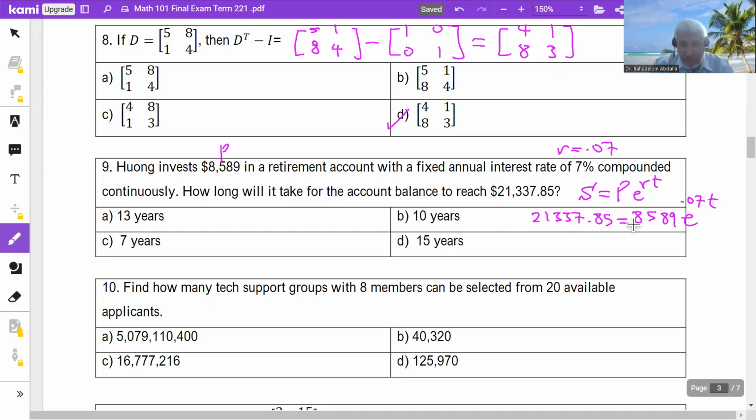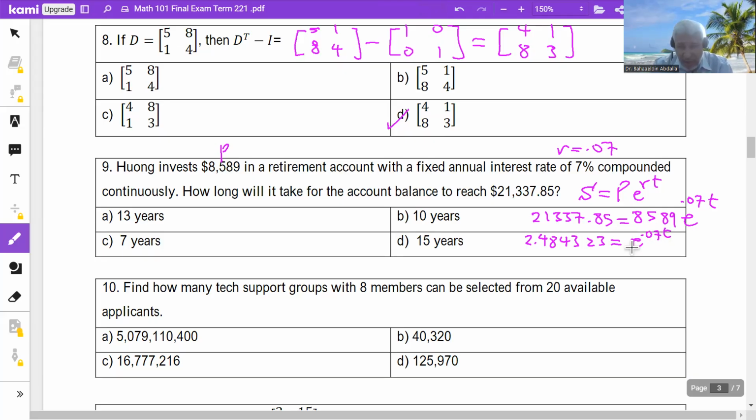First step is to divide by this number, 8589. So when I divide 21,337.85 by 8589 using the calculator, let me do it. 21,337.85 over 8589. You will get 2.484322. Okay, that's good.